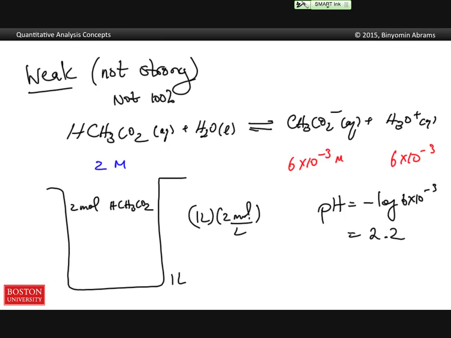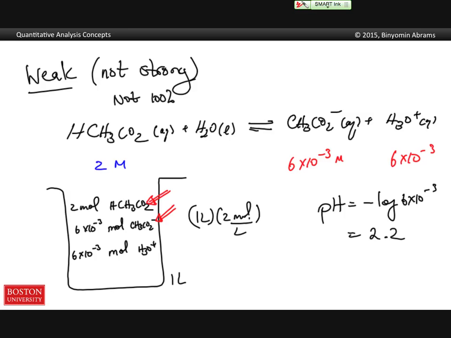And I would have 6 times 10 to the minus 3 moles of acetate, the conjugate base, and I would have 6 times 10 to the minus 3 moles of hydronium. Now notice, unlike the previous case of nitric acid, here we both have the acid and its conjugate base present. And that's the hallmark of a weak acid, because a weak acid will not react 100%.